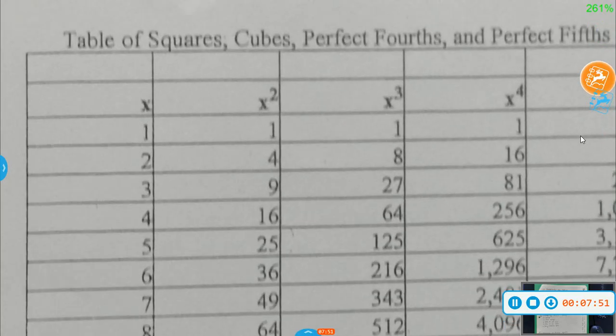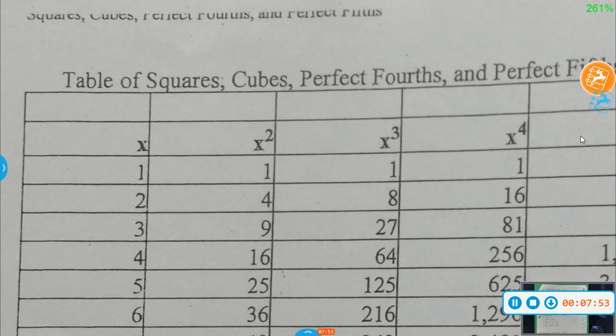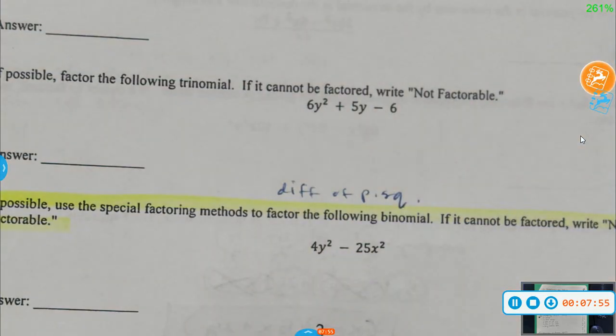If both of them are in the x squared column, then they are both perfect squares. And since these two are having their differences, you're going to be able to break them up. So let's do that one.